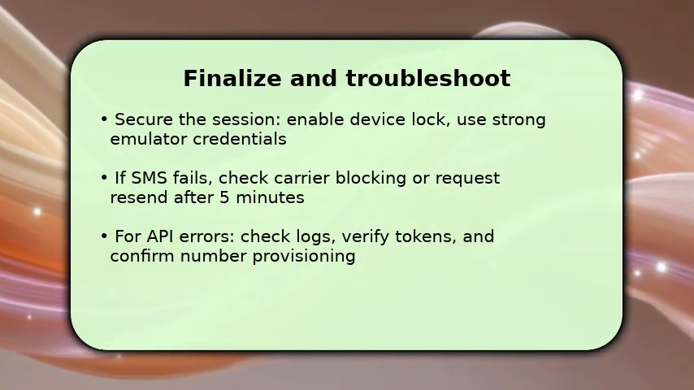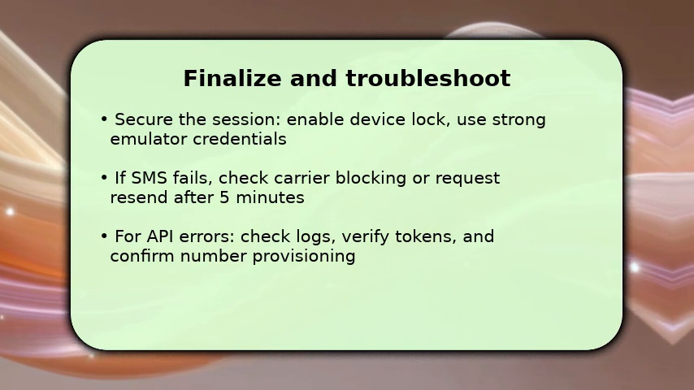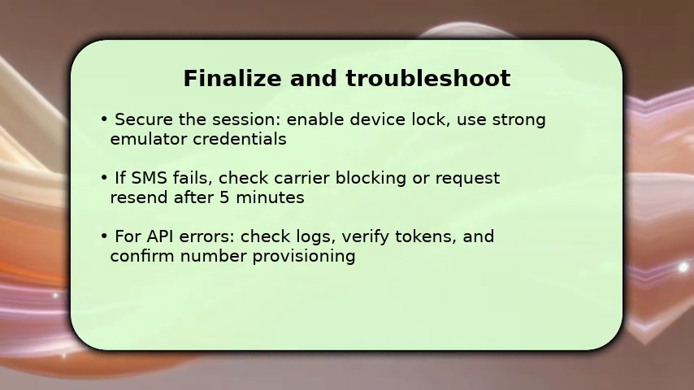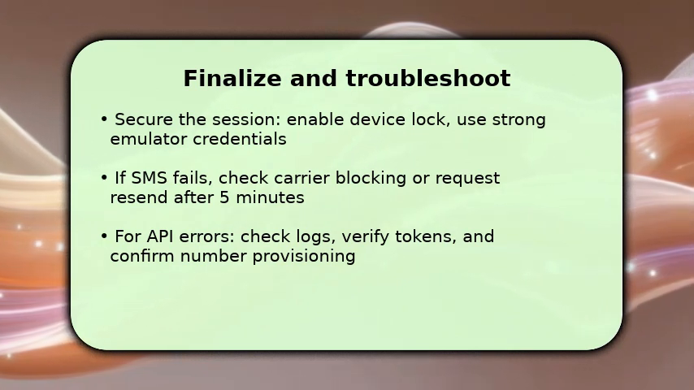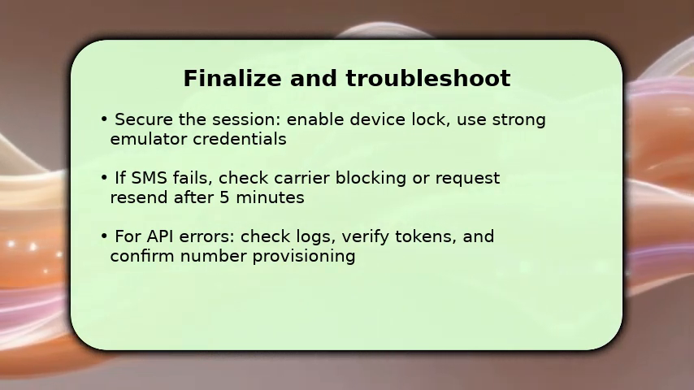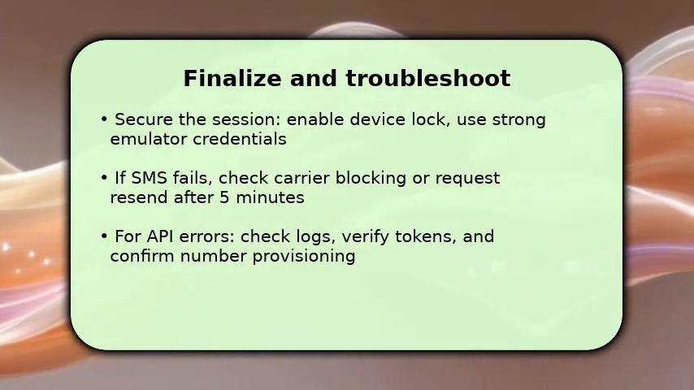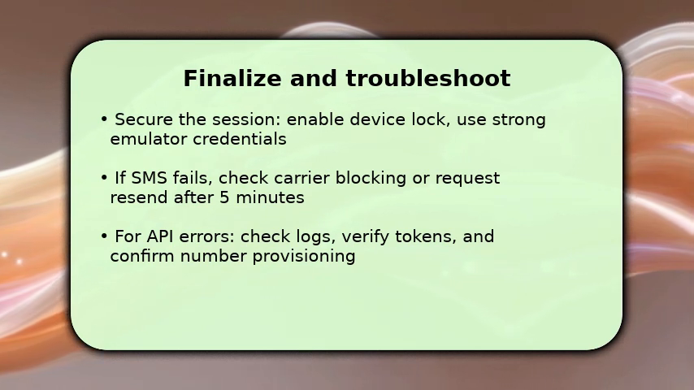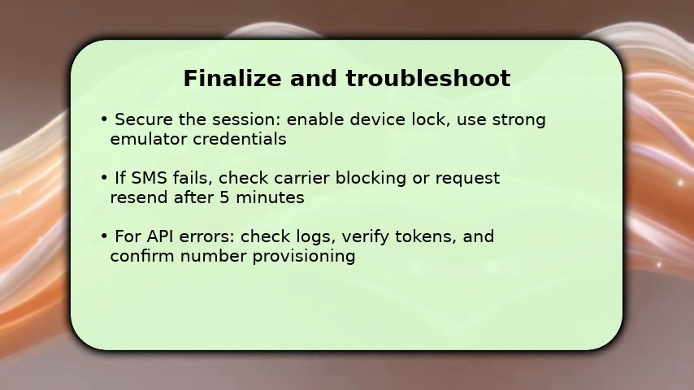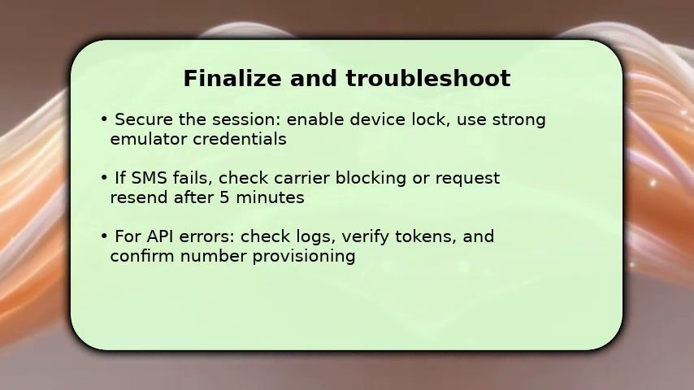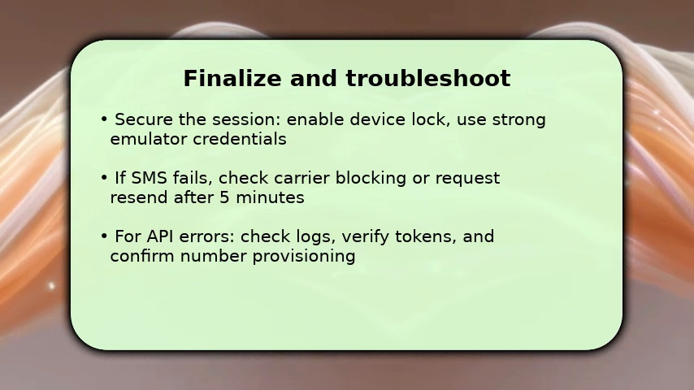Test sending and receiving messages to confirm reliability. If SMS codes don't arrive, make sure there's no carrier filtering, try a different network or request the code again after a short wait. Also verify the number format. For API issues, consult server logs, refresh tokens, and confirm the number is provisioned and not in use elsewhere. This ensures continuous access without QR scanning.